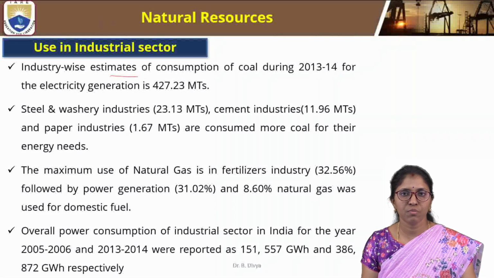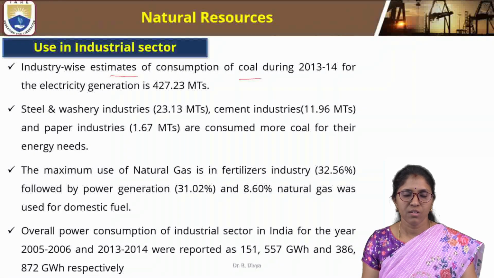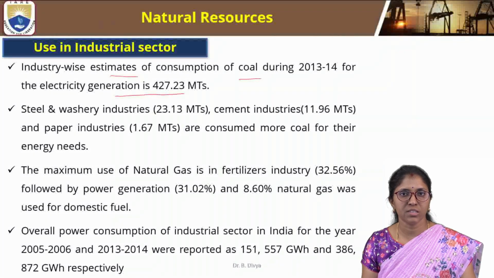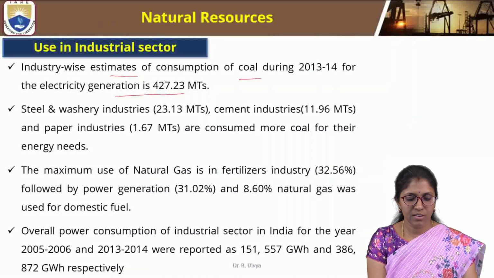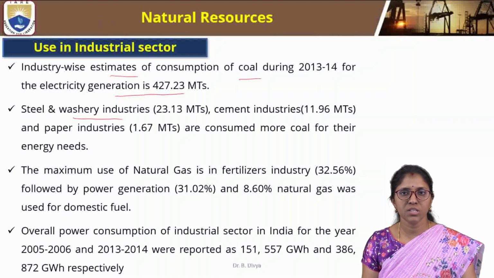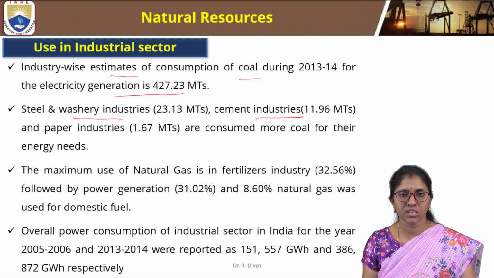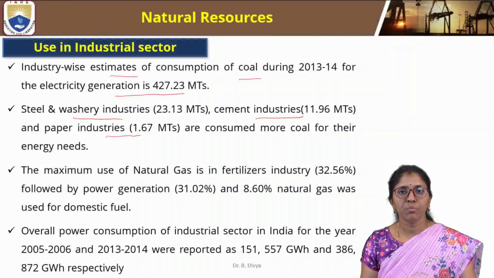Industry-wise estimates of consumption of coal during 2013 to 14 for electricity generation is 427.23 metric tons. Next, steel and washery industries consume 23.13 metric tons. Cement industries 11.96 metric tons, and paper industries consumed 1.67 metric tons.